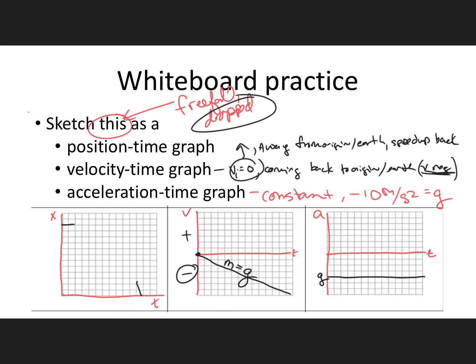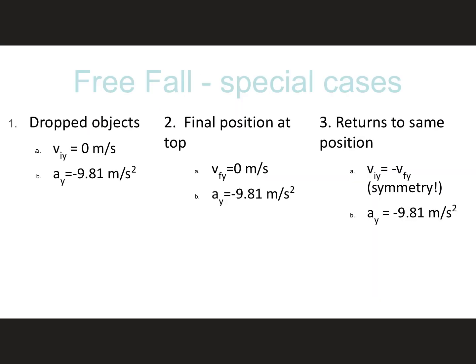So now I'm just going to put these 2 lines together. A little bit smoother would be nice, but that would be how I would draw those 3 graphs. And that's my thought process. One of these would be a really great test question, just heads up. Okay, so now we're going to go through the 3 special cases of free fall. We've seen what it looks like graphically. Now let's do these 3 special cases.